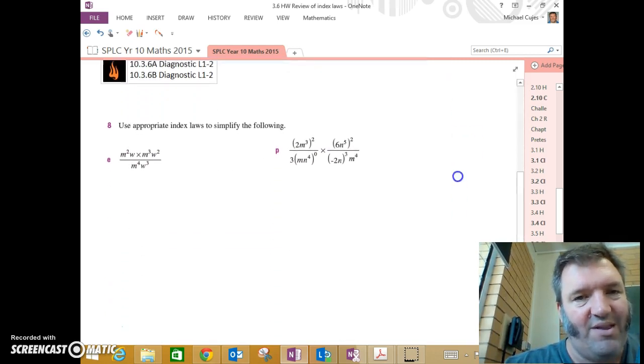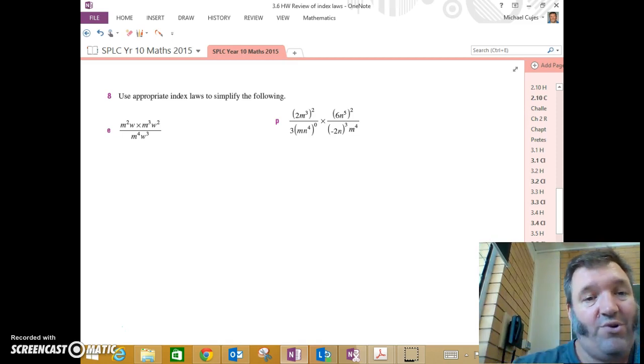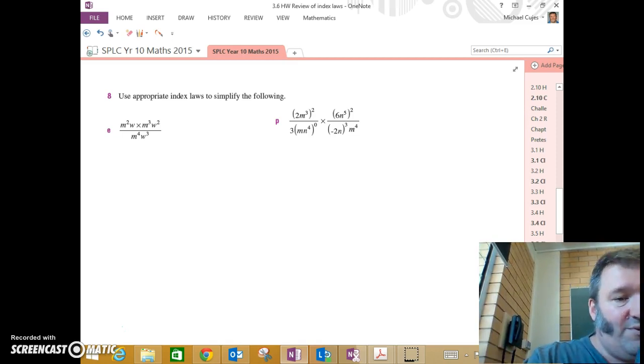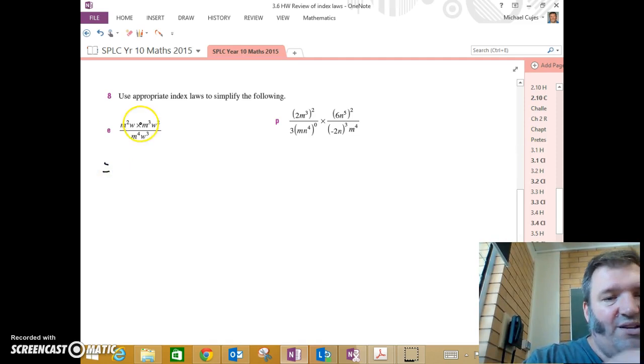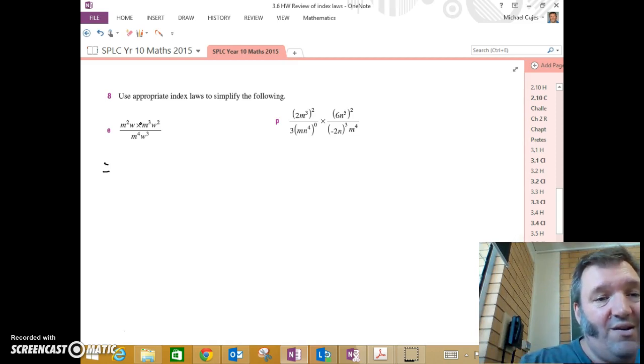Let's just jump into a couple of the harder ones. The easy ones you've been doing for years you should have no problems with. Use appropriate index laws to simplify the following, so I'm just going to jump in and do it. Here, I'm going to simplify the top and then the bottom. Don't try and do it all at once. An extra line of work to make sure you get it right is well worth the effort.